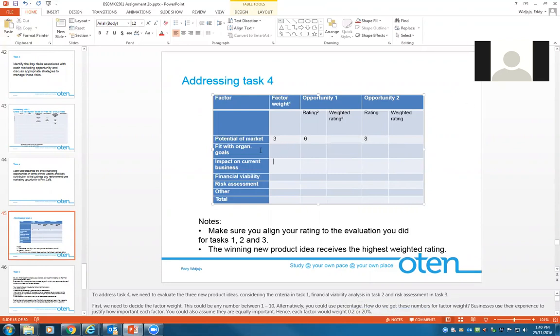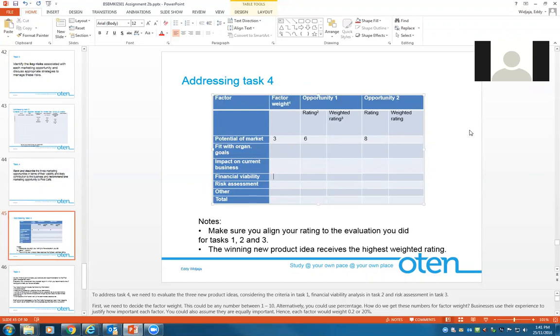We do the same thing with the fit with organizational goals. You refer to assessment 1. Impact on current business. You refer to assessment 1. Financial viability. You refer to the profit and loss. You refer to the RI. You refer to the break-even point analysis that you did. Okay? In terms of profit and loss, you would expect the larger profit. The product with the larger profit would be rated better. And in terms of RI, the larger RI would be rated better. And in terms of BEP, the product ID that generates lower BEP volume would be rated better, because the lower the volume of BEP, the easier for you to achieve.